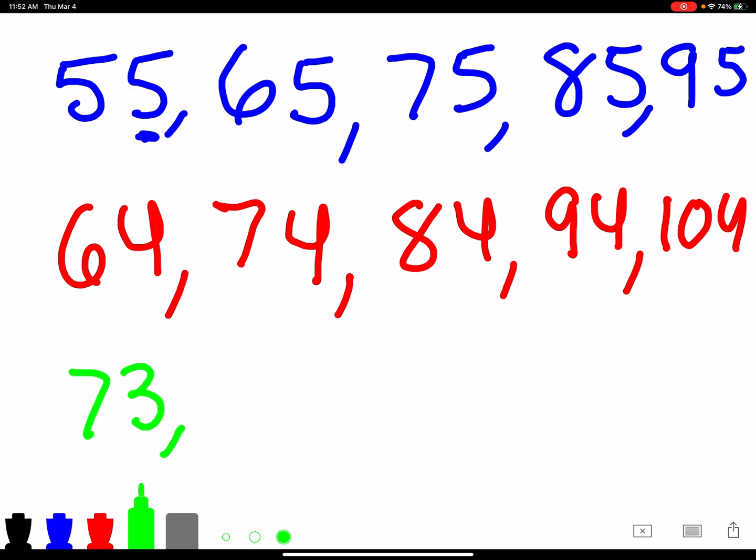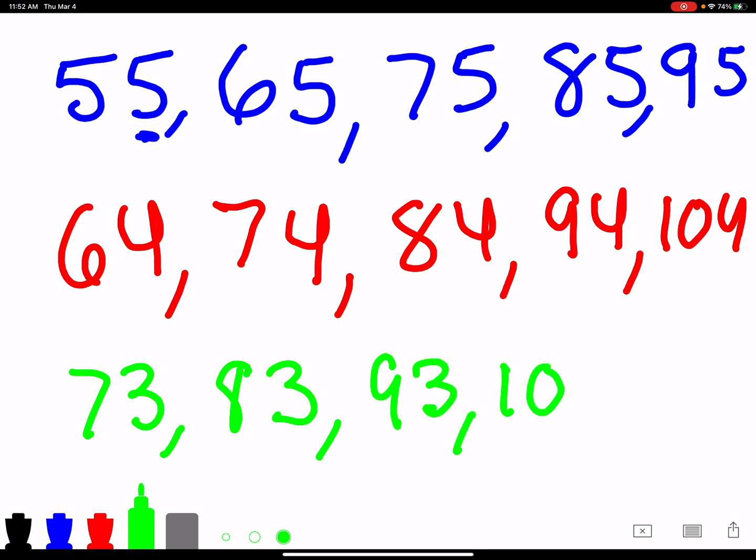And let's do this number, 73. So if we were counting up by tens, the 3 in the ones place will be the same, so it will be 3, and then we add 7 plus 1, we would get 8. And then if we do it again, we would get what number? 93. And then what's another one? 103. And another one? 113.